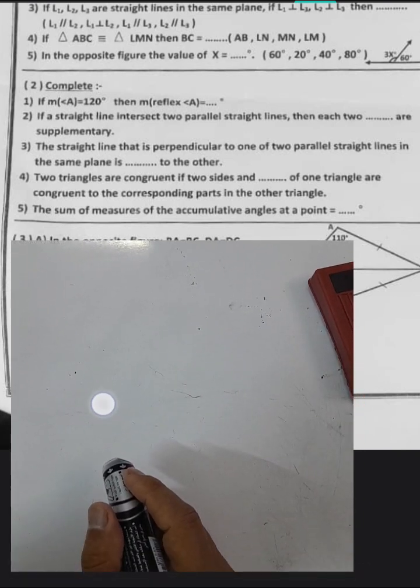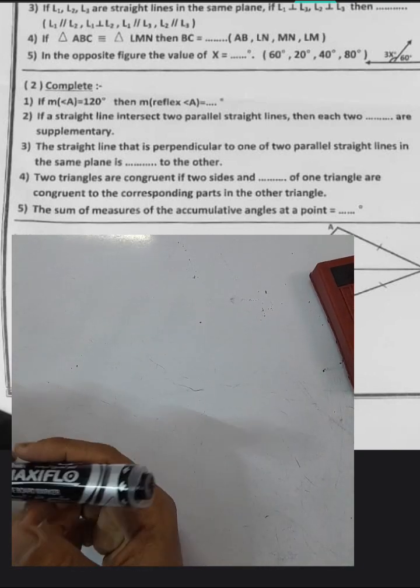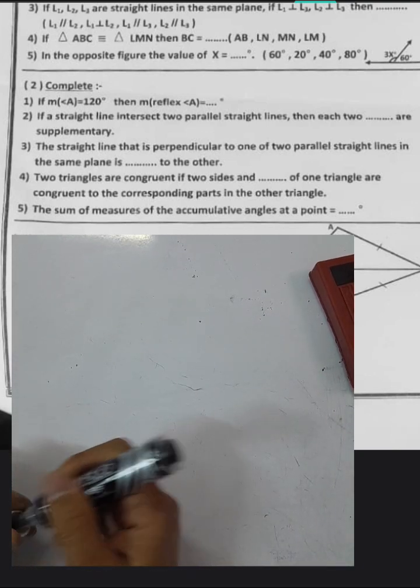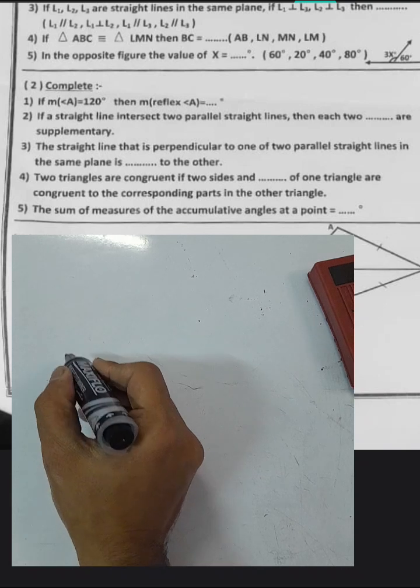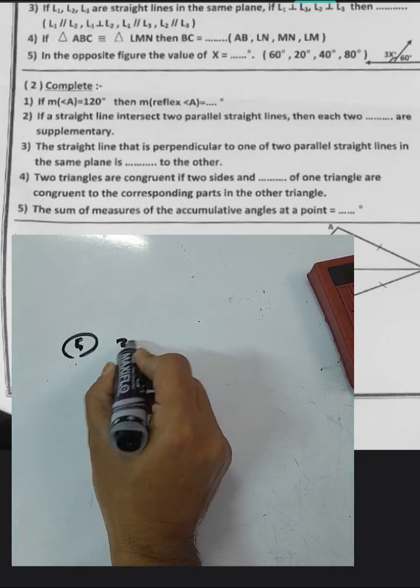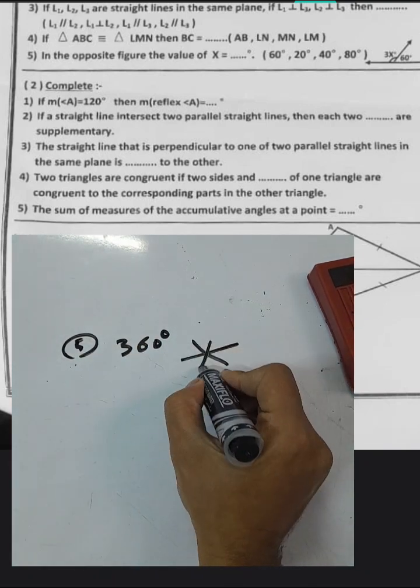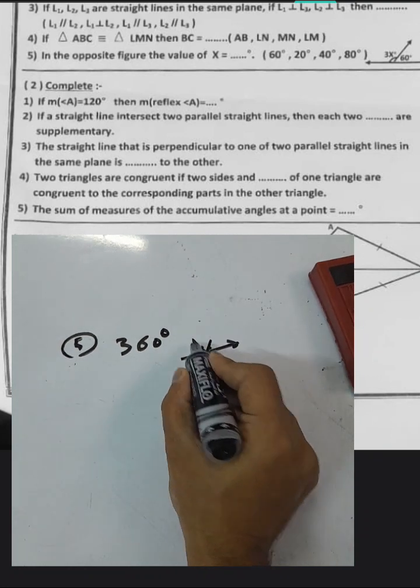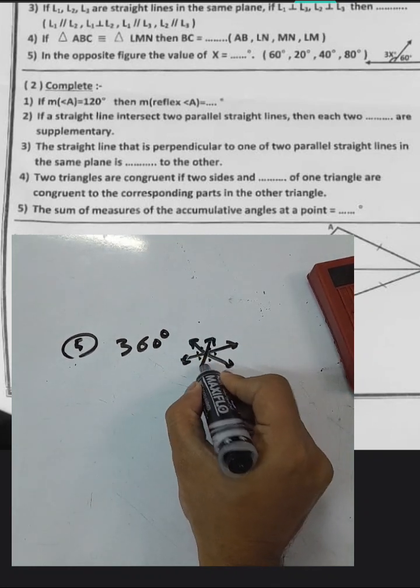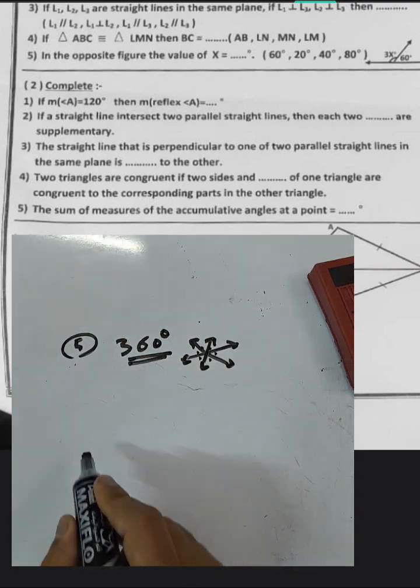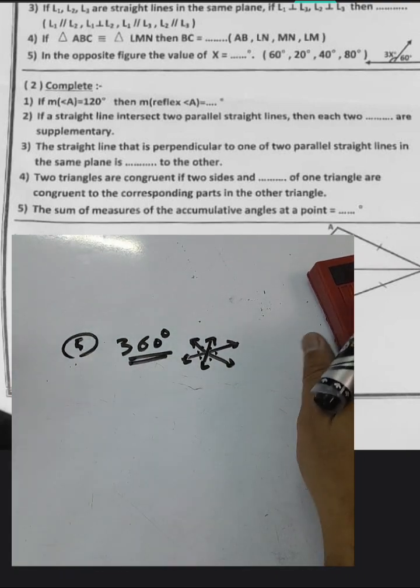Next question here. Look with me at the next example. We have question number 5. The sum of the measures of accumulative angles at a point equals 360. It's a cumulative angle, such that a lot of angles are accumulated at one point, then the sum of their measures equals 360.